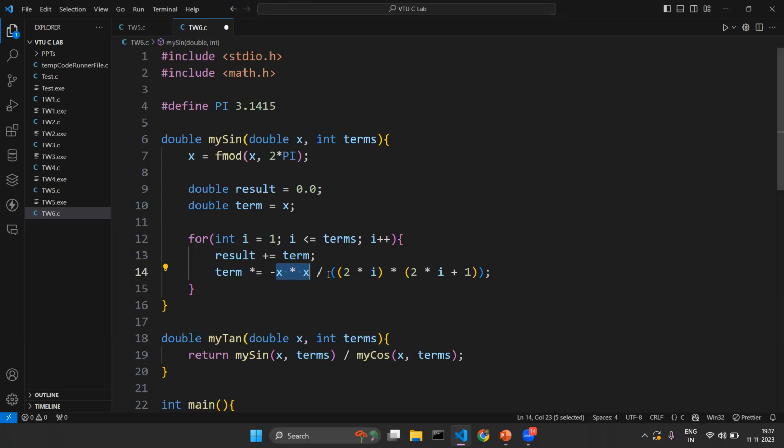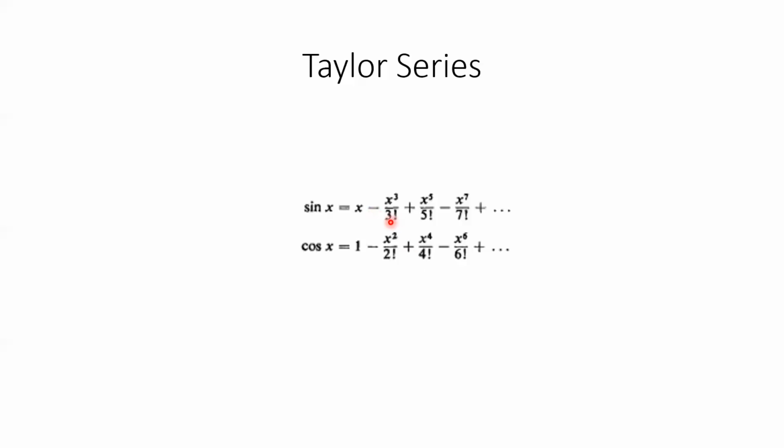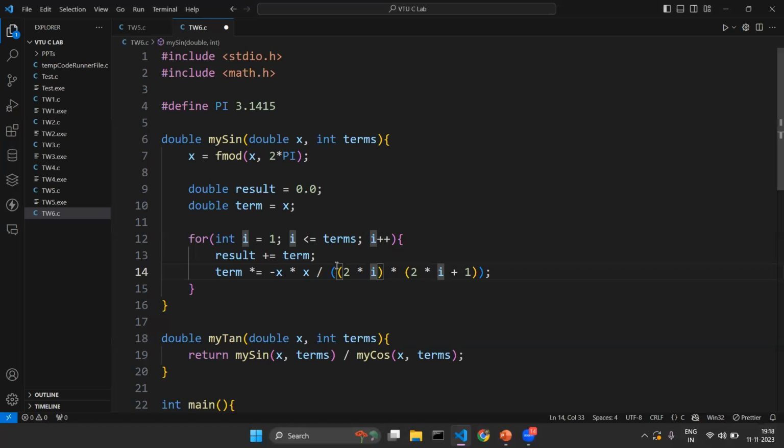This is divided by the factorial. But what is this 2 into i into 2 into i plus 1? Just assume i goes on increasing by 1. Let us add 1: 2 into i, that is 2 into 1, into 2 into 1 plus 1, that is 2 into 3, which means 6. 6 is nothing but the 3 factorial. So how do we get the value of 3 factorial? Odd number factorials we can get using this.